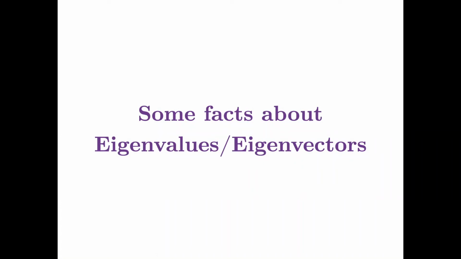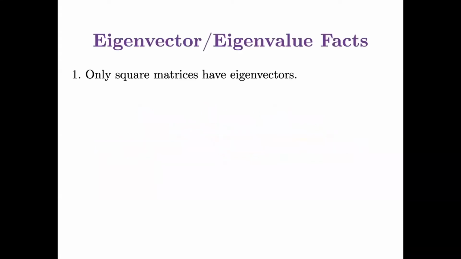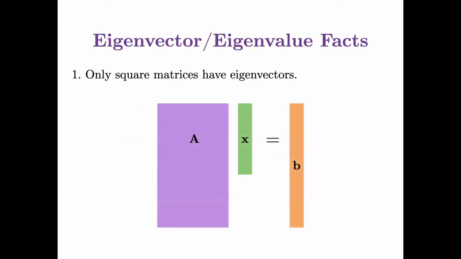Now that we've covered the basic definition, let's talk further with some facts about eigenvalues and eigenvectors. This first fact was covered in the practice from the previous video, and that is that only square matrices have eigenvectors. The easiest way to explore this is just to consider what would happen if we used a rectangular matrix A.